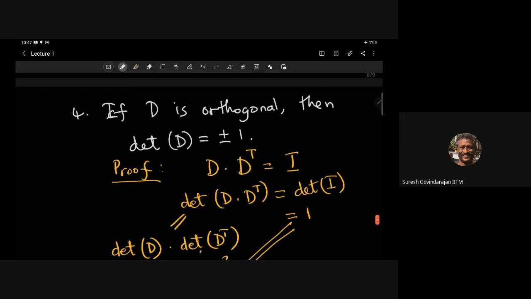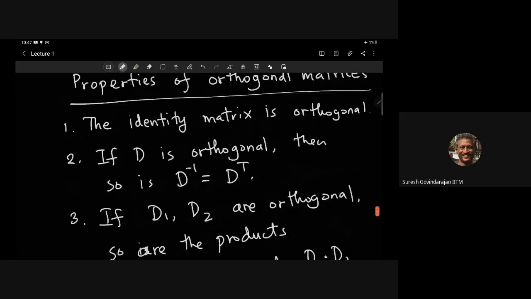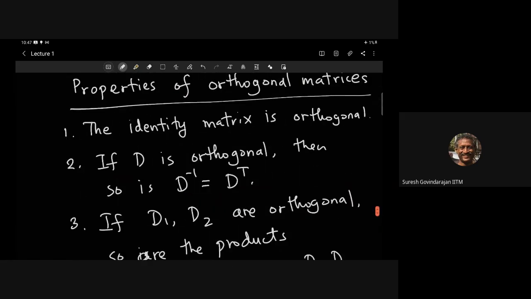Okay, so let's look at what were the properties. So it just says identity matrix is special orthogonal. So we need to only check it's orthogonal already. Special means you need to check its determinant is plus 1. Done. If D is orthogonal, so now we have to read this as if D is special orthogonal, so is D transpose. Again, that happens because D inverse. Okay, so determinant of D inverse is same as determinant of D transpose, which is the same as determinant of D, which is plus 1 if it is special orthogonal.